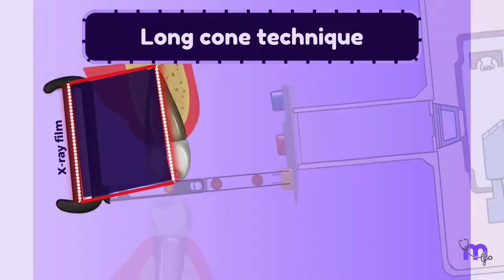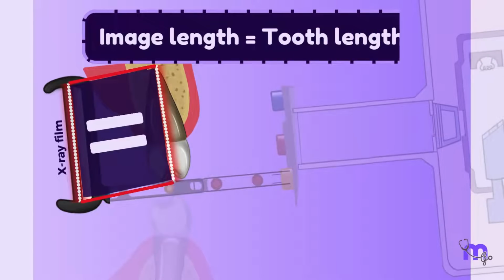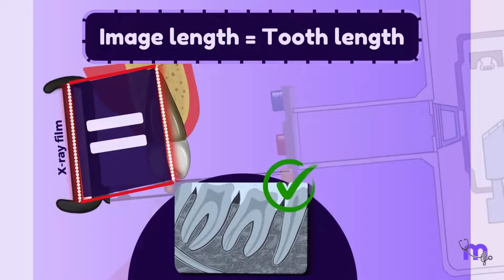With this projection, the tooth and the image are represented as opposite sides of a rectangle. Therefore, we get an image length that is equal to the tooth length. In other words, we have successfully captured an image with no distortion.